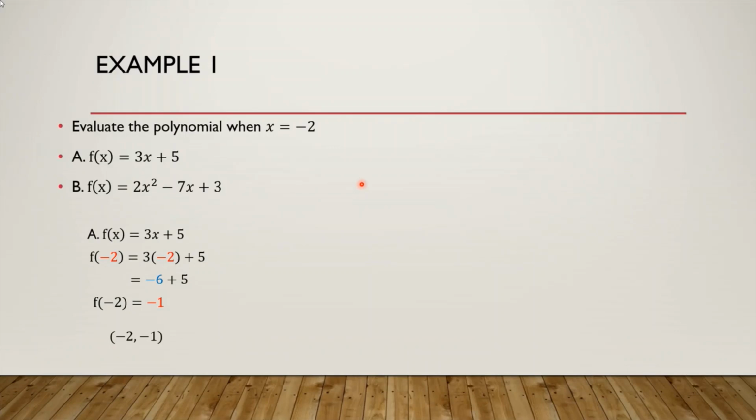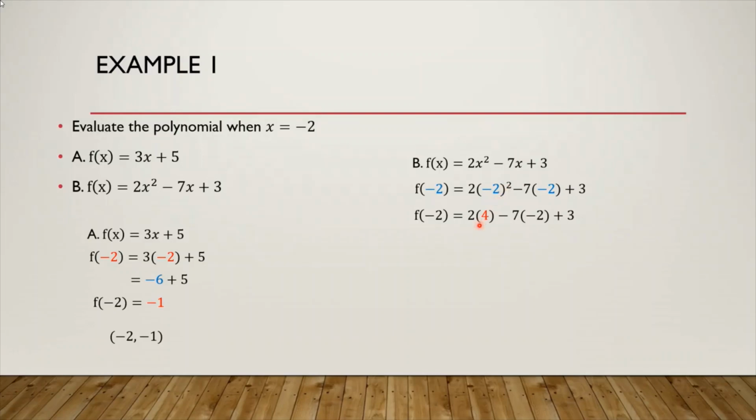So all you're doing with these when they tell you to evaluate is substitution, and you just do the order of operations. Let's look at letter B. You have f of x equals 2x squared minus 7x plus 3. We have f of -2, so I'm replacing x with -2. Then you follow the order of operations. We're going to square the -2 first. That gives us 4. If you have a scientific calculator, you can just plug it in there. It will do the order of operations for you. Then you have 2 times 4, which is 8. -7 times -2 ends up being a positive, so it would be plus 14, and then plus 3.